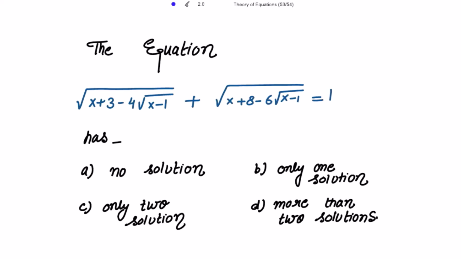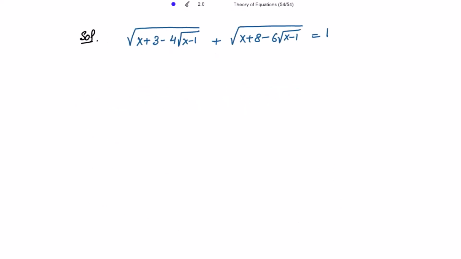We need to find the number of solutions for this given equation. So is it having no solution, or only one solution, or two solutions, or more than two solutions? This we need to check. So the given equation is this.